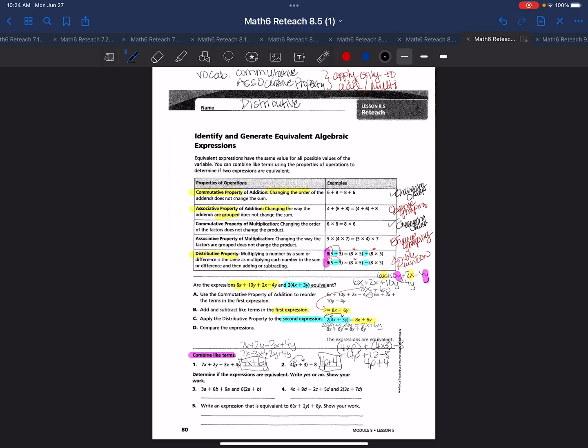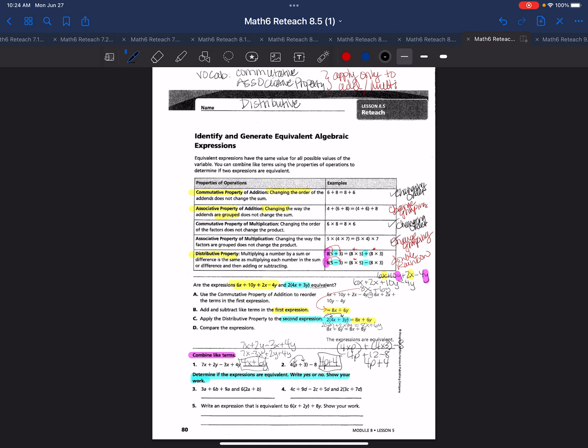Determine if the expressions are equivalent. Write yes or no. So in this next section, we need to write if it's equivalent, and we need to show our work. So let's do the first one.